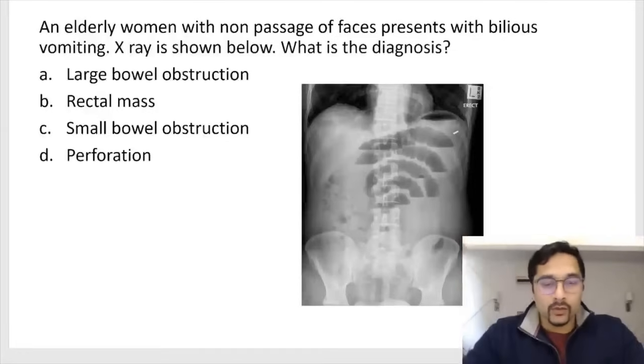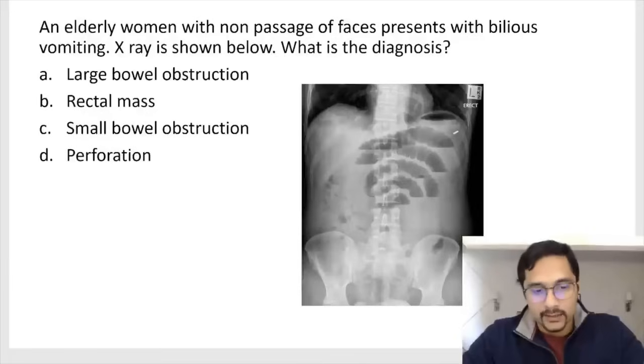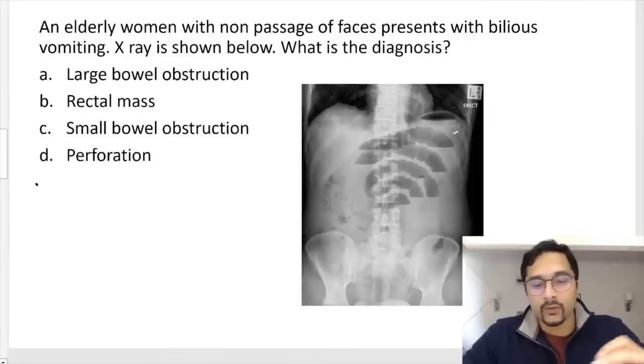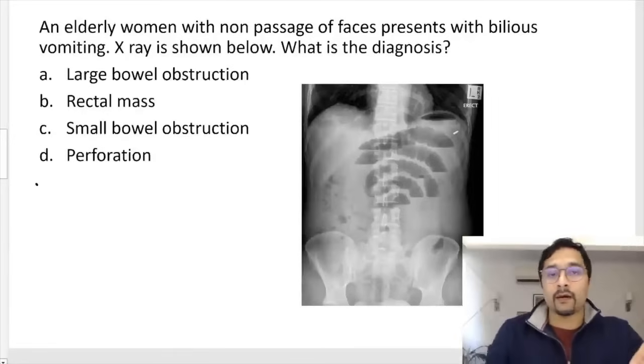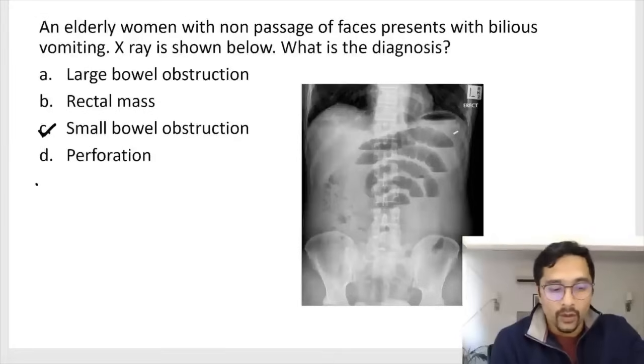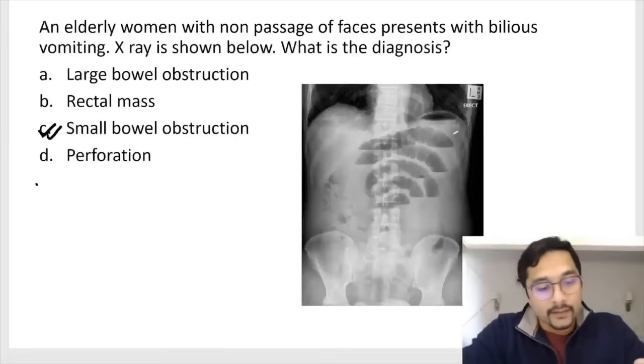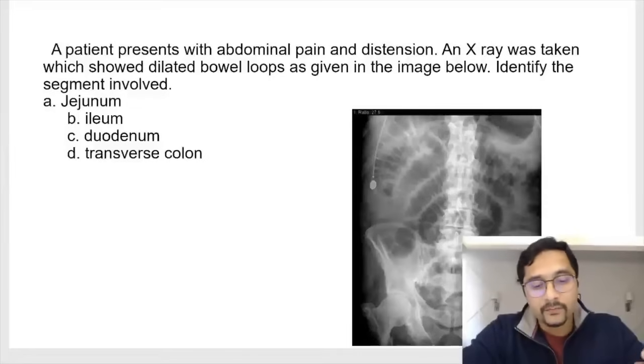Bowel obstruction, I told you, is a very important topic. Many, many times bowel obstruction investigations are asked. An elderly lady comes with non-passage of feces and bilious vomiting. X-ray is shown. What is the diagnosis? So is this small bowel or large bowel? This is small bowel. I will just explain to you why this is small bowel obstruction.